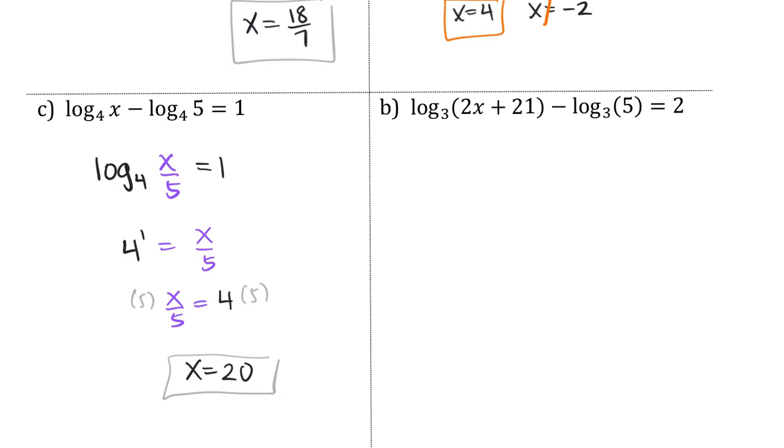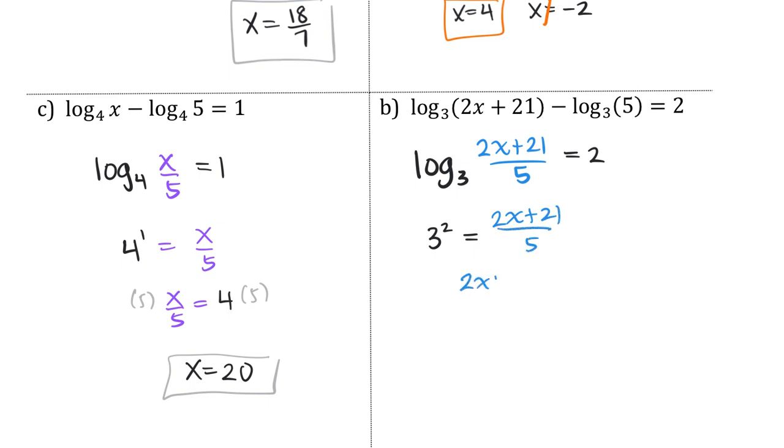Okay, one more. What are these? They're both log base 3s. If I do log base 3 of 2x plus 21 minus log base 3 of 5, I'm going to get a fraction equals 2. Okay, exponential form. 3 to the second equals 2x plus 21 over 5. So 2x plus 21 over 5 equals 9. What should we do? Let's times the 5. I don't like that fraction. If I times 5, these cancel.